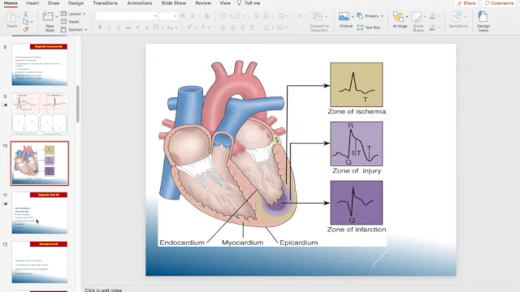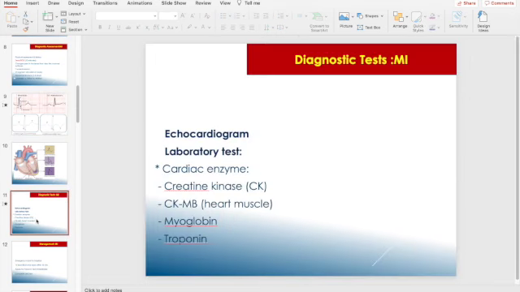So we'll continue with the diagnostic tests. It's very important to take some of the diagnostic tests. We said that ECG is a very important diagnostic test, and the echocardiogram is also one of the important diagnostic tests. We use it to identify the function of the heart, to identify the ejection fraction, and whether the patient has heart failure or not.